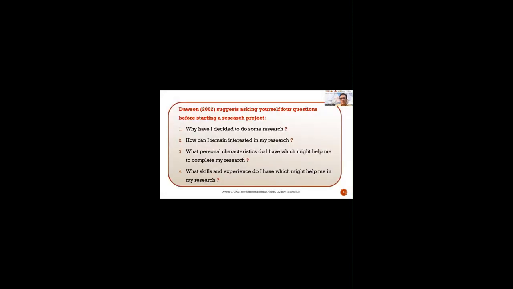According to Dawson, asking yourself four questions before starting a research project would be worthwhile. Why have I decided to do some research? How can I remain interested in my research? What personal characteristics do I have which might help me to complete my research? What skills and experience do I have which might help me in my research? All these questions will make you sure that the topic you have chosen is likely to be of use.